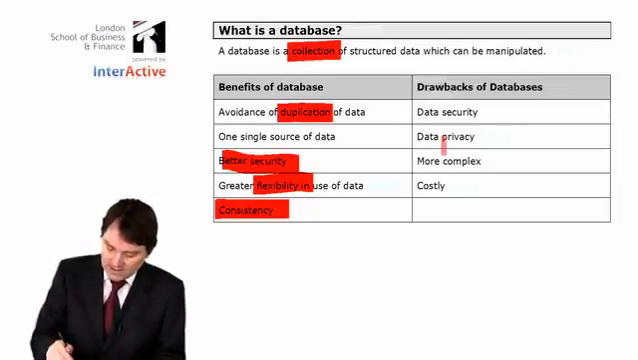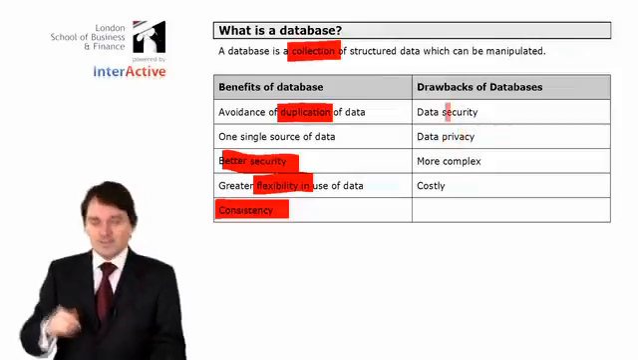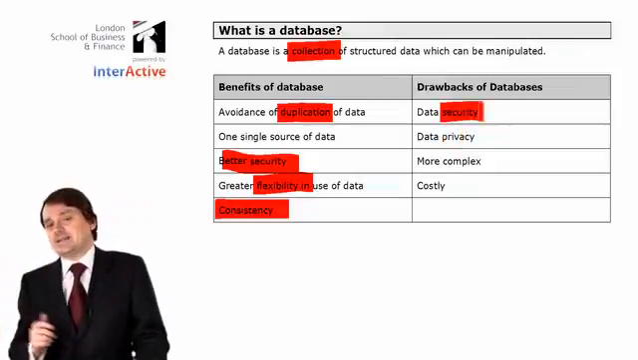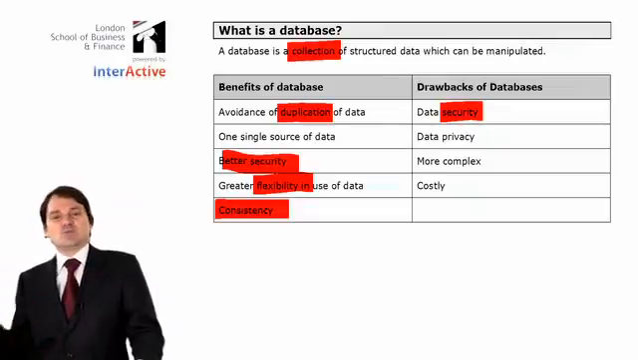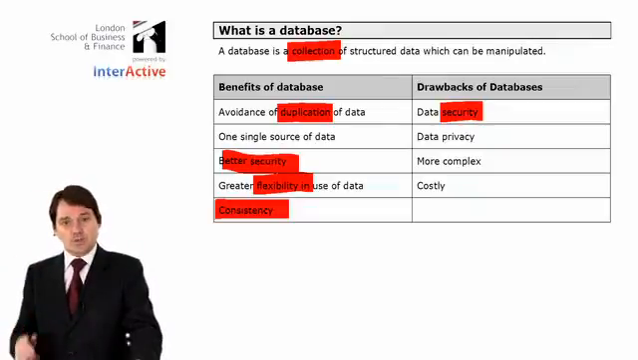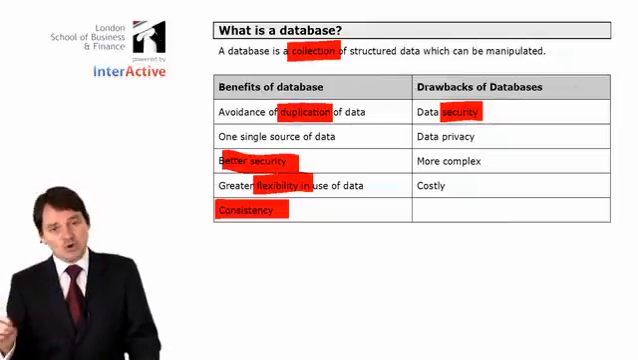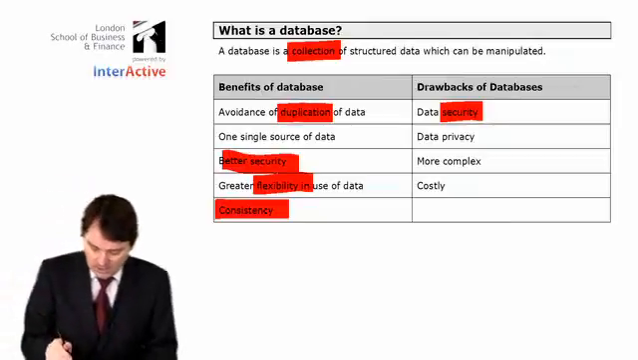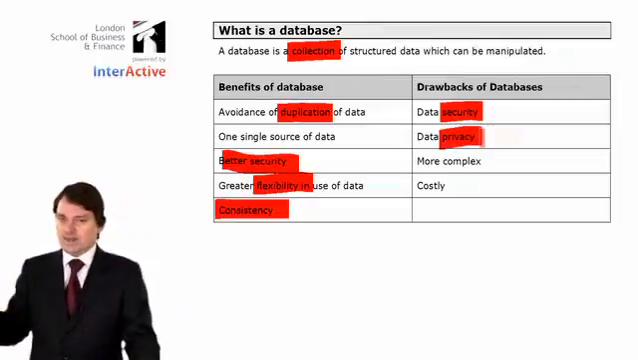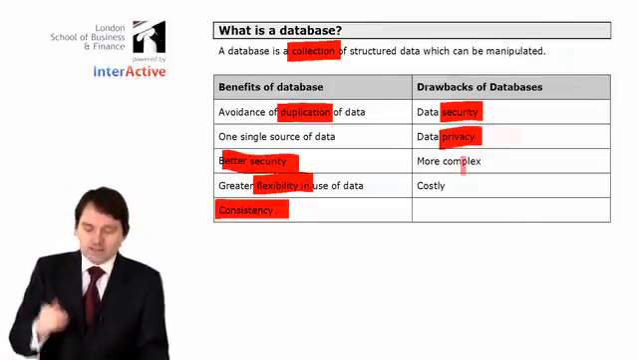The only trouble with that is there will be issues with security because everything's in one place and everybody accesses it. Whereas with a spreadsheet, we might have lots of different spreadsheets, but with a database, everybody accesses the same one. So if it goes wrong, it goes wrong for everybody. There is no privacy anymore, because everybody accesses the same thing.